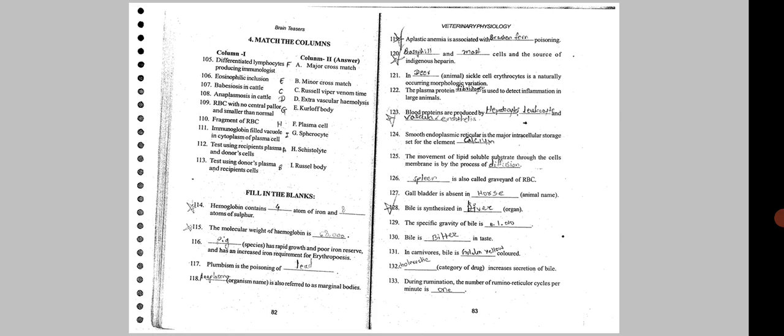Choleretics are the drugs that increase the secretion of bile in carnivores. Bile is golden yellow colored. Bile is bitter in taste. The specific gravity of bile is 1. Bile is synthesized in the liver. Gallbladder is absent in the horse.